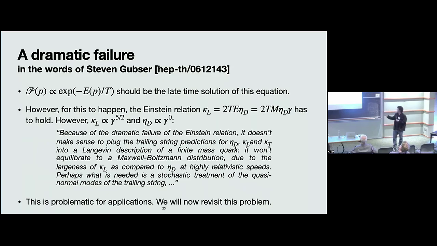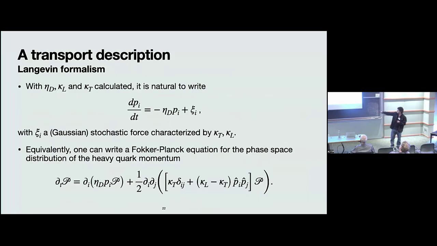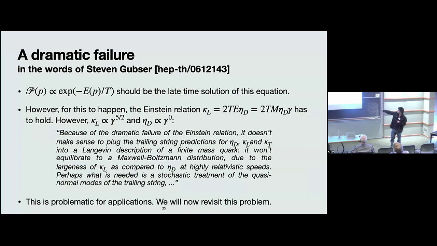However, if you look at Gubser's paper from 2006, you'll see that if you try to work this out, this just doesn't work. It doesn't work because the longitudinal diffusion coefficient grows as gamma to the 5/2, and the drag coefficient is just a constant number. For this late time solution to be achieved in this equation down here, you actually need what's called the Einstein relation to hold, which is that the diffusion and drag are related in a given way.